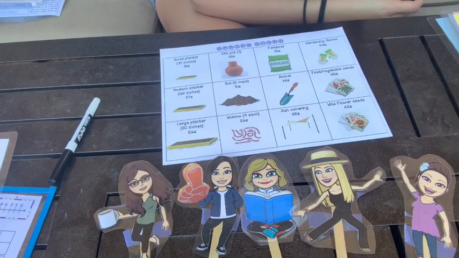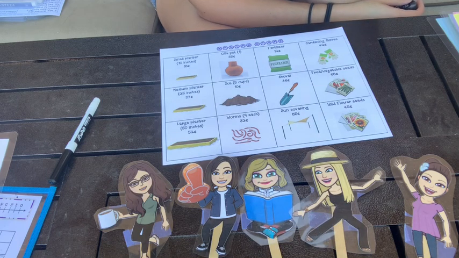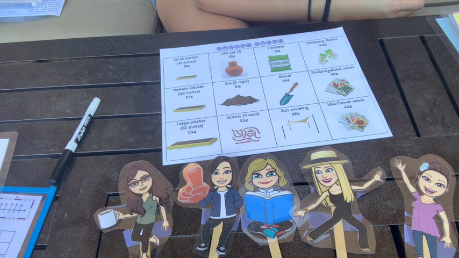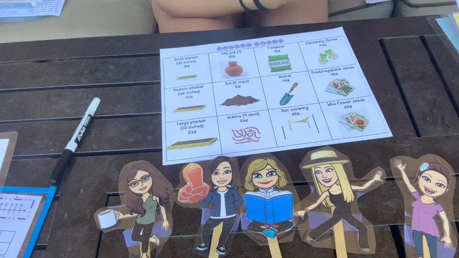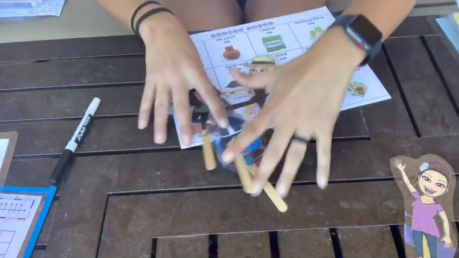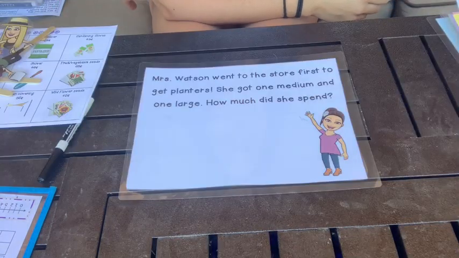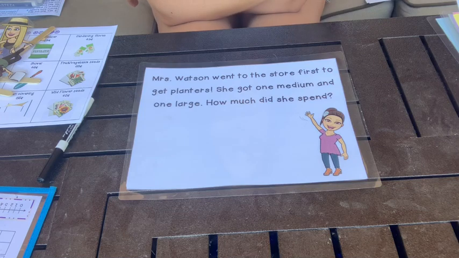Now the first grade team is getting ready to start a spring garden. They're going to work together to collect the things they need. First up, we have Miss Watson. Watson went to the store first to get planters. She got 1 medium and 1 large.